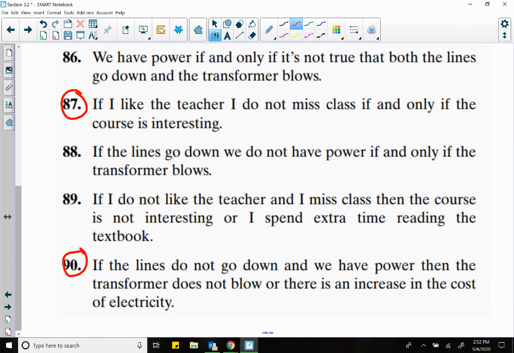Number 87. Oh, I see an if. That means there should be a then somewhere. But if you read through this, you do not see the word then. This is what I was talking about. Sometimes they ghost you on the word then. I'll tell you that word then is actually right here. Because these are two statements. I like the teacher, which we'll call P. I do not miss class. Squiggle Q. Okay? So that word then is actually right here. They didn't write it in because this is one way that we can write it. So this is where the arrow goes.